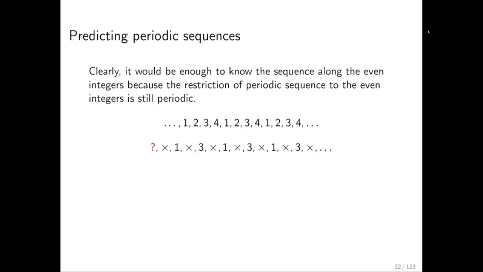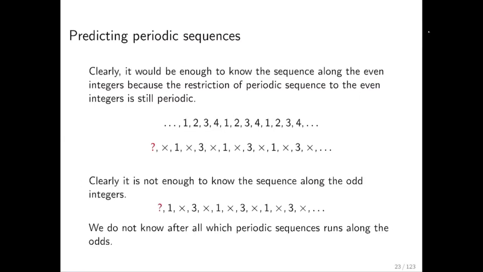So let's keep on looking at this simple toy example. Clearly it would be enough to know the sequence along even integers. The reason why this is enough is that if you look at a periodic sequence and you sample it along even integers, then you will still get something which is periodic. So in this particular sequence, if you have 1, 3, 1, 3, 1, 3 along the even integers, you will be able to say that in the present time, it has to be a 3. So this question mark has to be a 3.